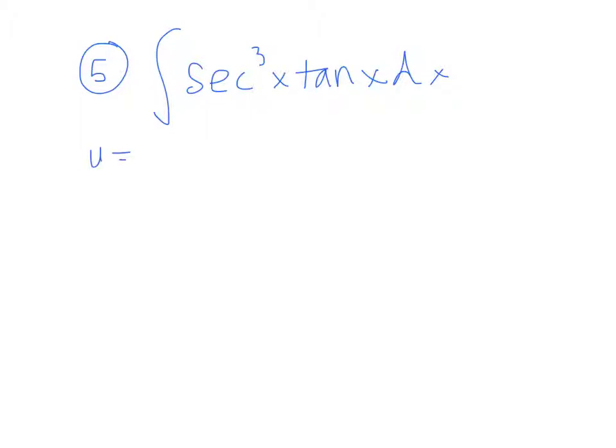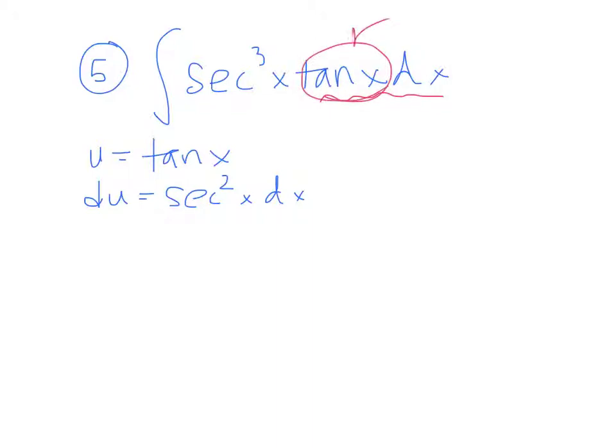So let's say I went ahead and I tried u equal to tangent of x. If I did that, then my derivative of u would be secant squared x dx. So when I replace, the tangent x would be u, but then only secant squared would be replaced. I'd still have an additional secant x there. So that actually will not work. So I can't do that. So I'm going to need to try something else.